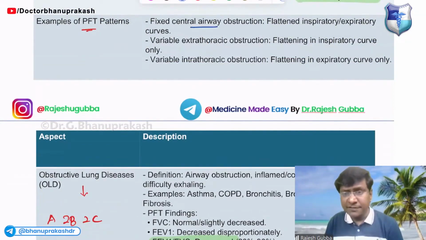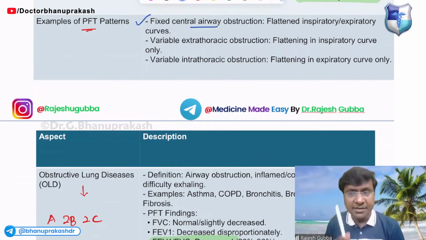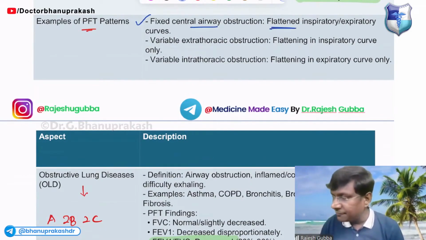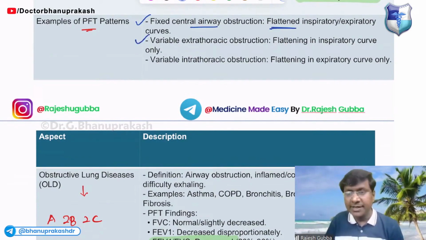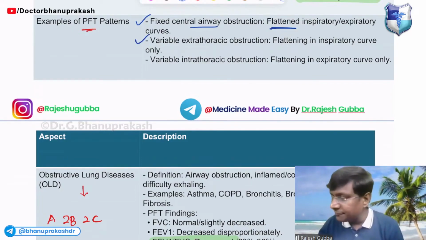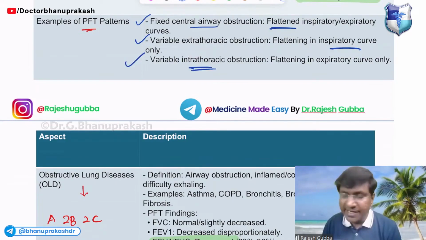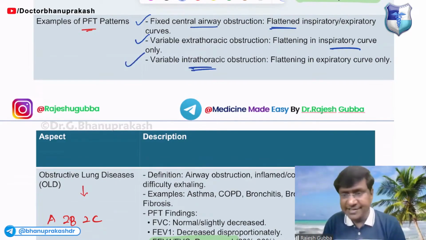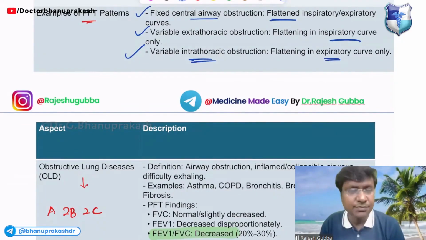In case of fixed airway obstruction, what is fixed central airway obstruction? It is nothing but tracheal stenosis, where you will have flattening of both the inspiratory as well as the expiratory curve. Whereas in variable extrathoracic obstruction, you will have a flat inspiratory curve. What is that variable extrathoracic obstruction? That is retrosternal goiter. Whereas variable intrathoracic obstruction, what is that? That is in case of laryngeal tumor. You will have flattening in the expiratory curve only.